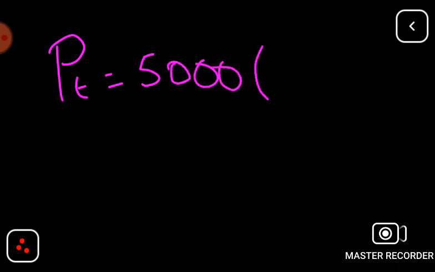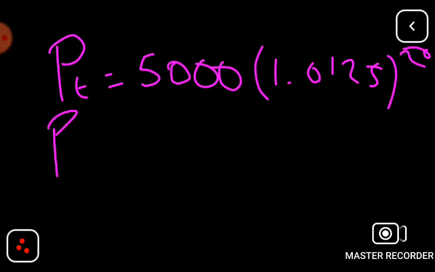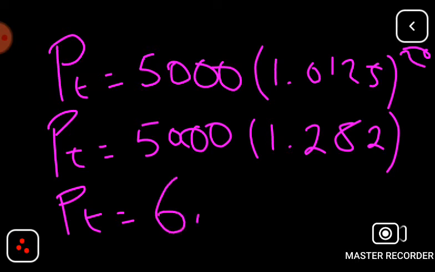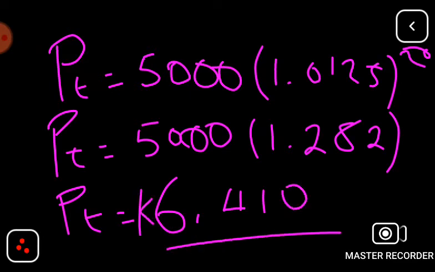So when you add those two, you're going to have 1.0125 to the power 20. What do you have? 5,000 times that to the power 20, you're going to have 1.28. So I'm going to approximate it and leave it to 3 decimal places. But you can just write the full value so that you get the exact amount. And if you compound this quarterly, you're going to have that value there.